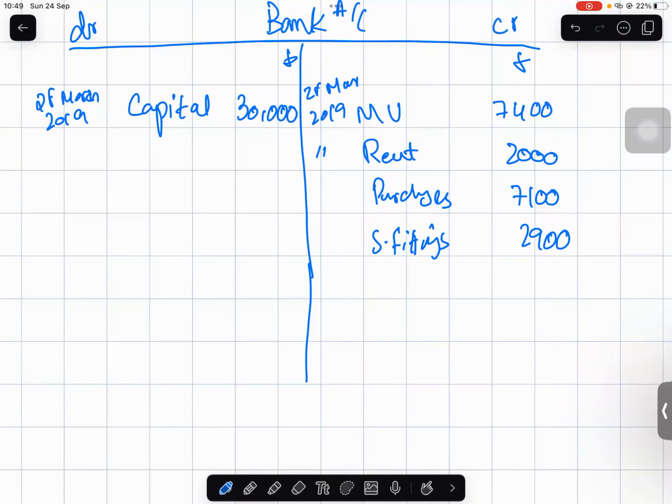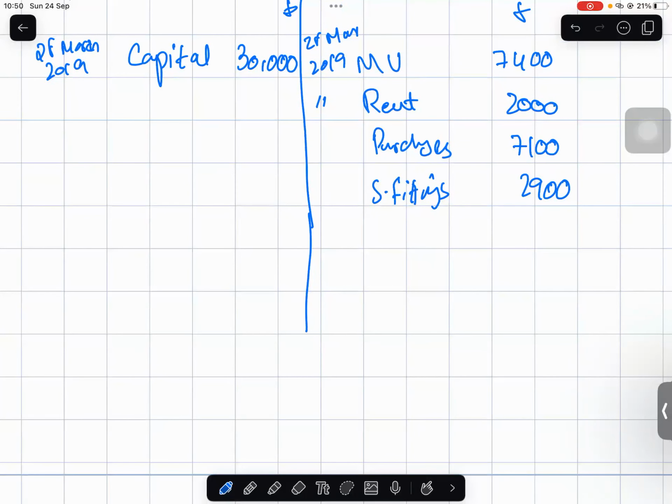And then they're telling us that he purchased on credit goods for resale from Tennessee Limited to the value of 3,400. Now this was on credit. This has nothing to do with our bank account, so we can just move on. Then they tell us that Akshay's business transactions for the first week in April 2019 are as follows. 1st April, he paid 150 to the local newspaper for an advertisement. So on 1st April, he paid by check.